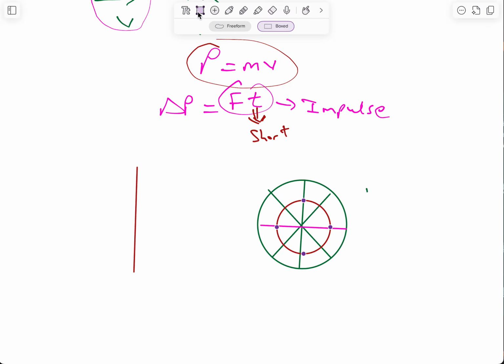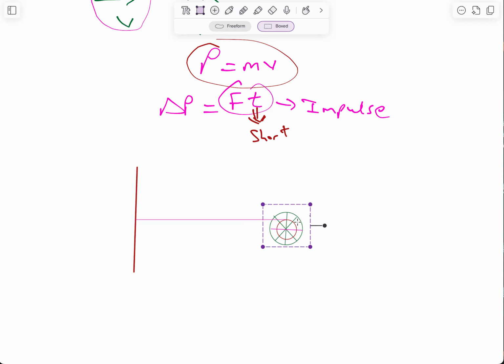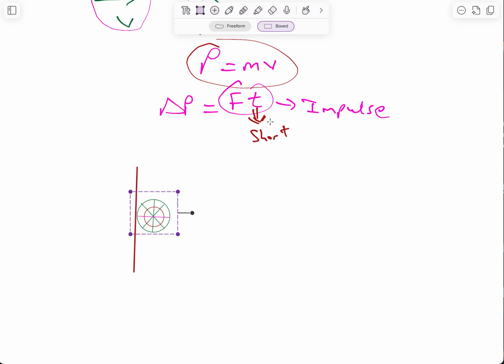Oh, the ball seemed too big compared to the wall already. So I'll just reduce that. So you kick the ball towards the wall. So as the ball is going, it's moving, it's moving, it's moving. Then it hits the wall. The moment it hits the wall, in a split second, it bounces back.